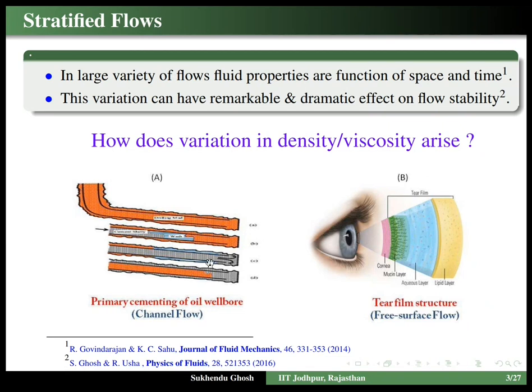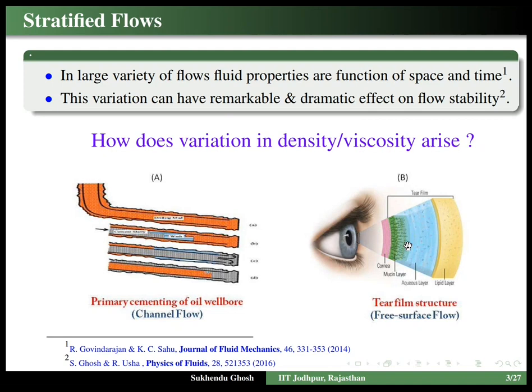And again, I have given two different kinds of flow systems here, where you can see stratification, that means change in fluid property inside your flow system due to the coexistence of different layers with different properties. Okay. Now, two different types of examples I have given here. One I have named channel flow and another free surface flow. In a broad way, you can say one is completely bounded flow, another is open flow or semi-bounded flow. So the first one is an engineering example, the primary cementing process, where you can see coexistence of different layers inside the channel, and due to the coexistence of different layers with different properties, there can be a stratification process inside the system. And the next one is the tear film structure, which is a thin film flow.